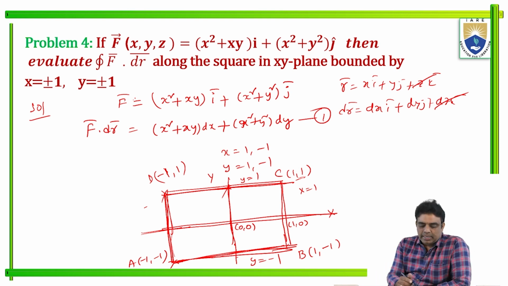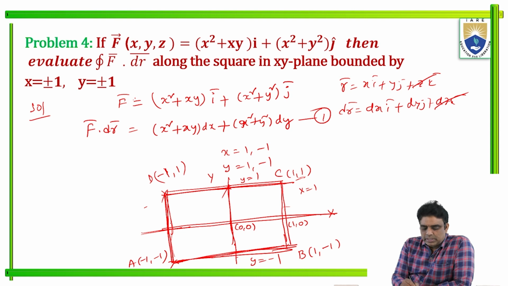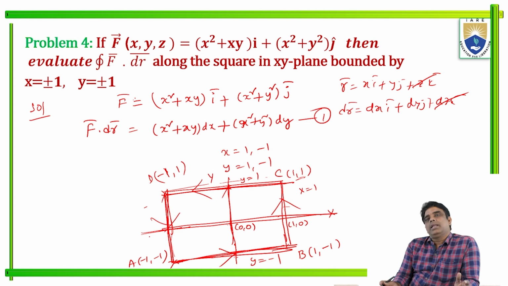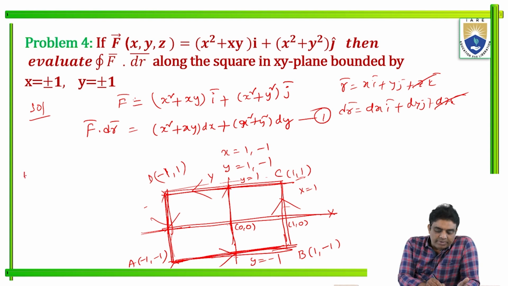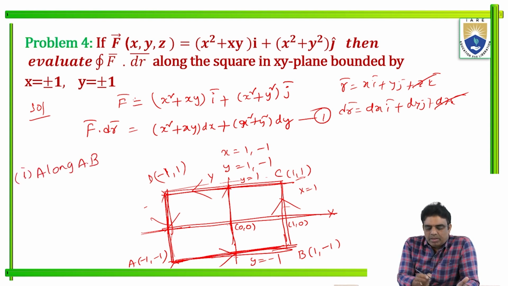Clearly the length is 2, this is minus 1 to 0, 0 to 1, 2 units. This is also 2 units, so it is a square. So how to find it? You can treat this as a box, a square. First find along AB, then along BC, along CD, and along DA. That will be the total line integral along the closed curve. So first I will solve along AB.